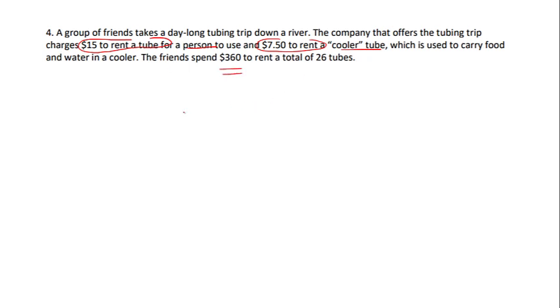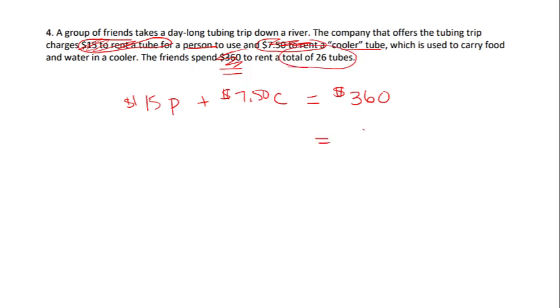So when they do these kind of problems, we're going to do all the money together. So we're going to go $15 per person tube and $7.50 per cooler tube, which gives us a total of $360. Okay, so that means we're not going to use those again, which doesn't really help us because it looks like we've just got one number left. Well, that one number is a total. The total goes over here by itself, but there's nothing left here, and that's where you just use the variable. So it would be P plus C. The amount of person tubes plus the amount of cooler tubes is a total of 26 tubes.